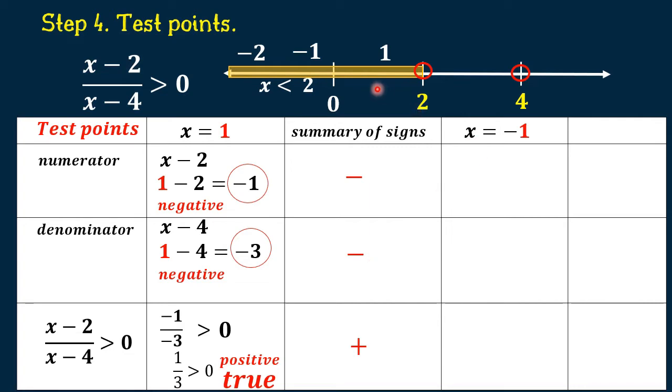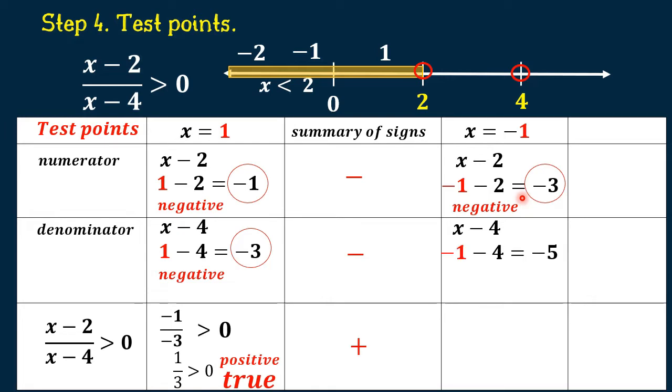We will also try another one, negative 1. This x is less than 2, or ang negative 1 is still nasa kaliwa ng 2. So, hindi tayo kukuha ng mga nasa kanan ng 2 because it is not included in our first interval. So, we will try negative 1. Plug into numerator, x minus 2. That is negative 1 minus 2 is negative 3. The result is negative.